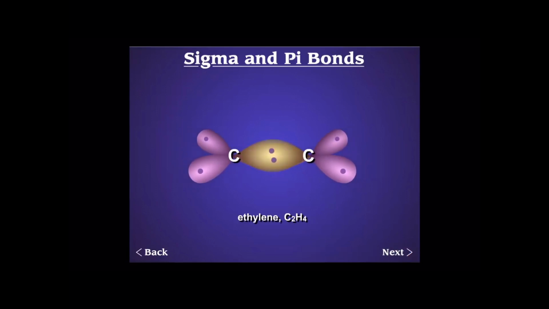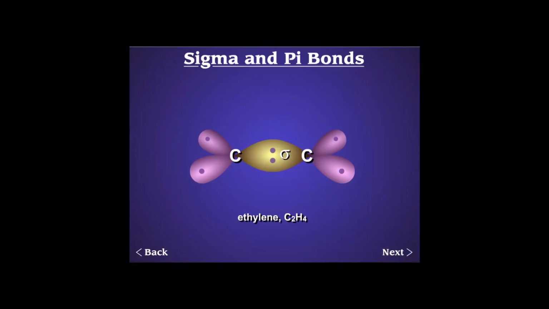The bond formed between the 2 carbon atoms is called a sigma bond. A sigma bond is a covalent bond formed by orbitals overlapping end to end. The electron density is concentrated between the nuclei of the bonding atoms. In this sigma bond, 2 electrons are shared between the carbon nuclei.